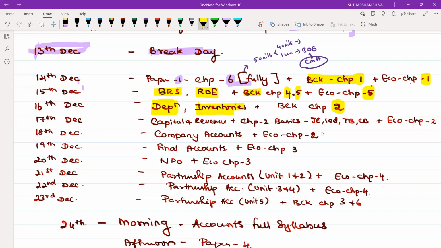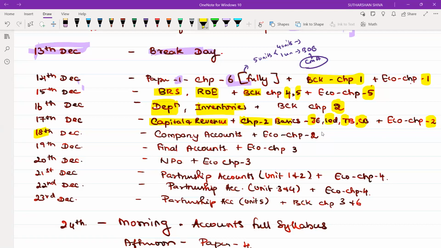From 17th December onwards, we will focus on capital and revenue, which is important for true or false. Chapter 2 basics, that is journal entry, ledger, trial balance, and cash book and petty cash book, different things you are having. Those are very basic, because I keep day 17 with very few topics. If you have any difficulty in day 14, day 15, and day 16, you can use day 17 along with chapter 2 part 1, which we will take.